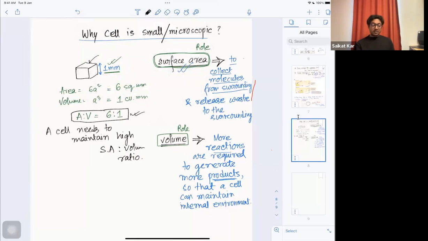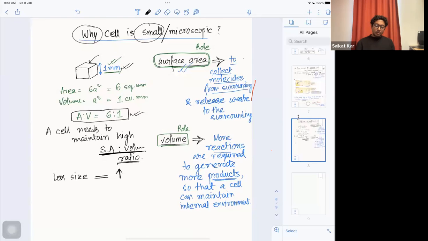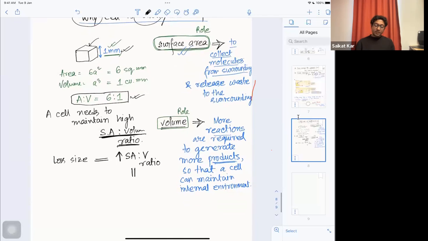Now my question: why is a cell small? The smaller the size is, the higher the surface area to volume ratio is. So smaller size is equivalent to a higher surface area to volume ratio, and a higher surface area to volume ratio is equal to more activeness, or a more efficient cell.